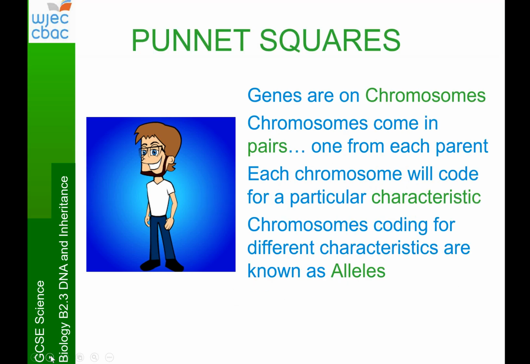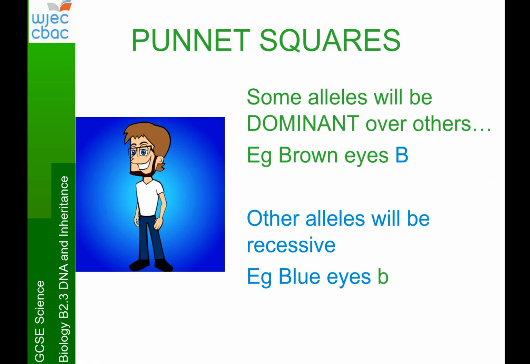Well, genes are found on chromosomes. Chromosomes come in pairs, one from each parent, and each chromosome will code for a particular characteristic. Different versions of the gene for a characteristic are known as alleles. So Bob is going to inherit two versions of this particular gene for eye colour from his parents, one from mum and one from dad. Some alleles will be dominant over others. So in this case, brown eyes is a dominant allele, so we give it a capital B. But other alleles will be recessive, so we will give them a lowercase b.